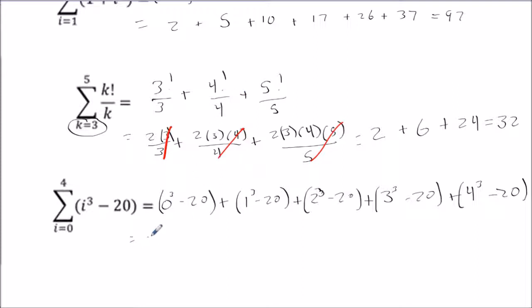Okay, so this first one I can see that's negative 20. This one's 1 minus 20, so that's negative 19. This next one, I believe that's 8 minus 20, so negative 12. Here I have 27 minus 20, so 3 times 3 times 3, 27 minus 20, so I get 7. And then what is 4 cubed? 4 cubed is 64, so I get plus, let's see, 64 minus 20, that's 44. So now we need to add all these up. And it turns out that that all cancels out and we get 0. All that work for a 0. Can you believe it? Yeah, that's all right.